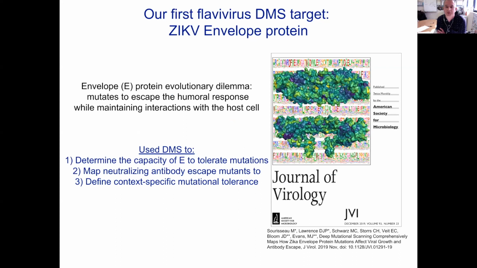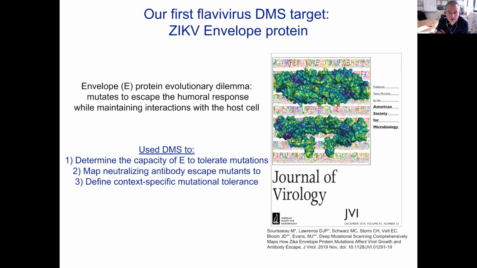So the first project we tackled with the Bloom lab was to do deep mutational scanning of the Zika virus E protein. And there we were kind of just exploring the use of this technique in Zika virus for one thing, but we were trying to answer the question of the evolutionary dilemma where envelope proteins need to work. They need to be able to interact with host cells, but they also have to be able to tolerate mutations that allow them to escape from the adaptive immune response in a host.